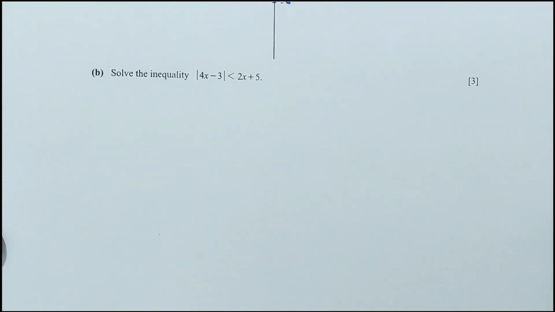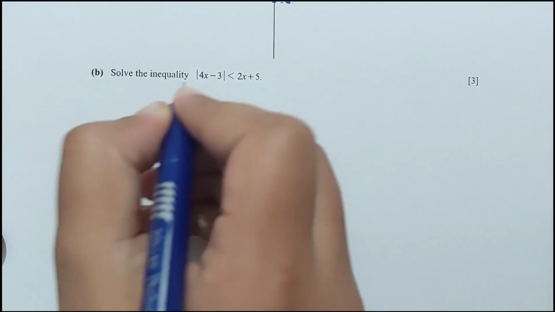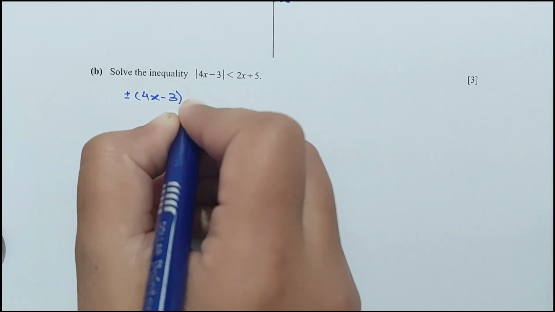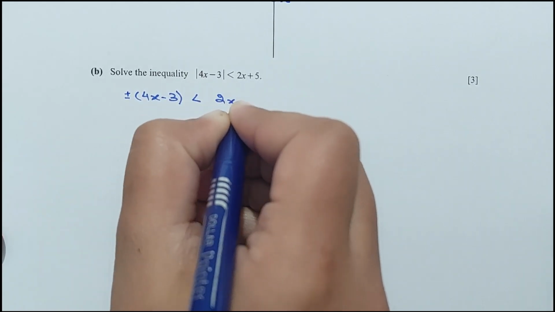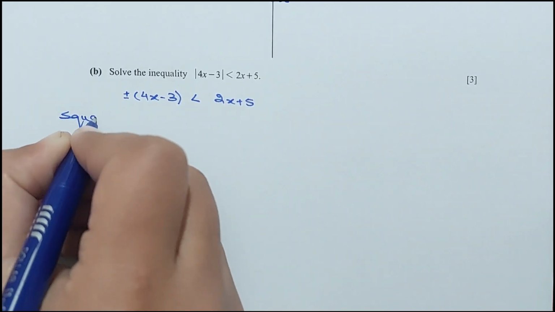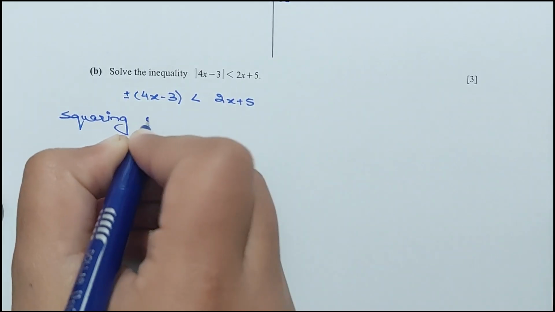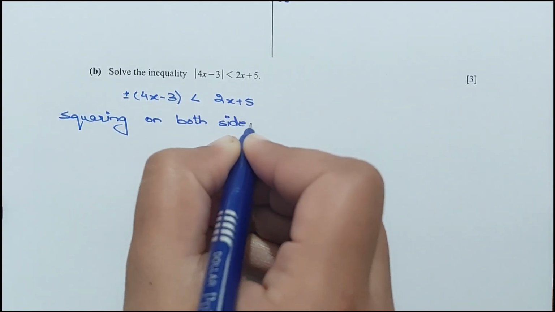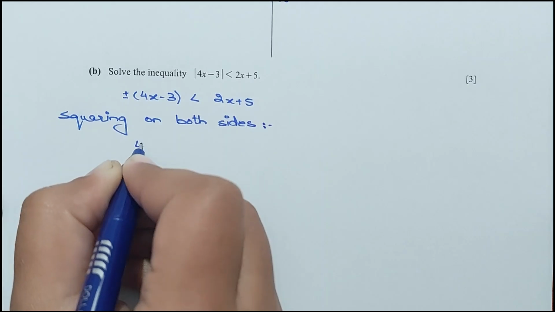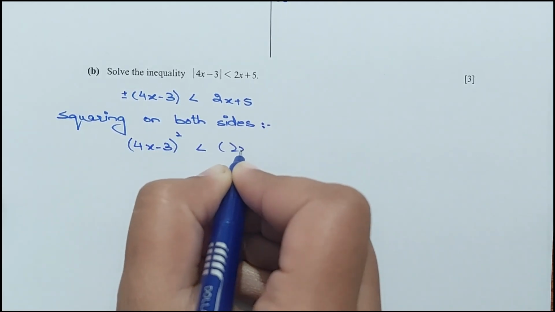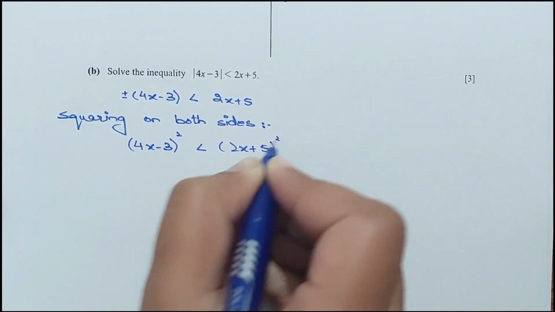Okay. Now for part B, solve the inequality, right? So we have to solve this, we can say this is plus minus 4x minus 3. To open the absolute, we will have plus minus less than 2x plus 5. Now to get rid of this plus minus, let me do squaring on both sides. Okay, so we have 4x minus 3, its whole square. This is less than 2x plus 5, its whole square, right?